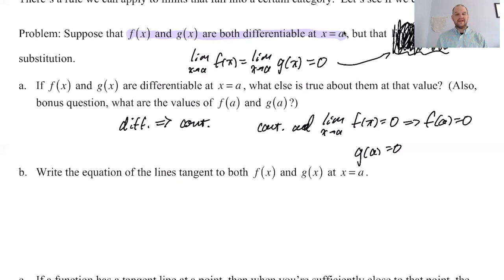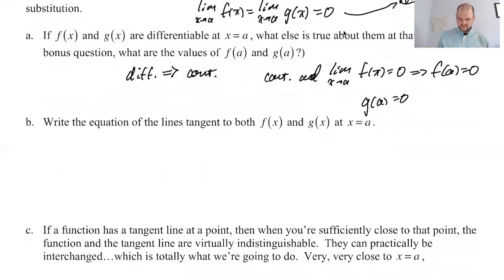So we know a lot just because we know that the function is differentiable. We know it's continuous. If it's continuous, the value of the function equals the value of the limit. And we know the limits because we're presupposing that the limits are both 0. So we've got that. Tangent lines at x equals a.